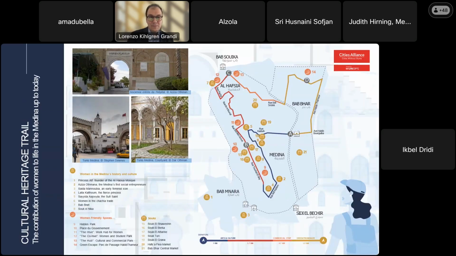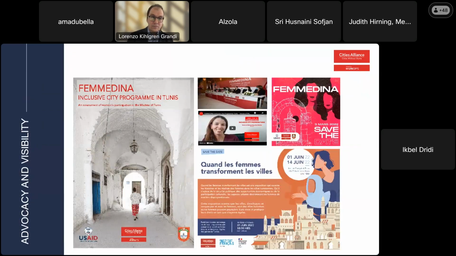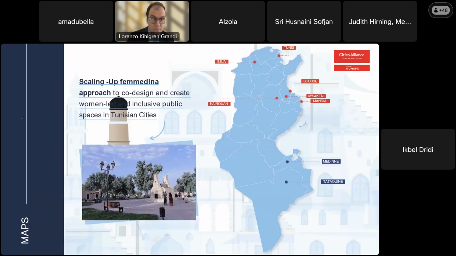This is a cultural heritage trail that we created, linking major monuments in the Medina of Tunis with the interventions carried out under the Medina project. The project has also been widely communicated through publications, videos, and exhibitions.